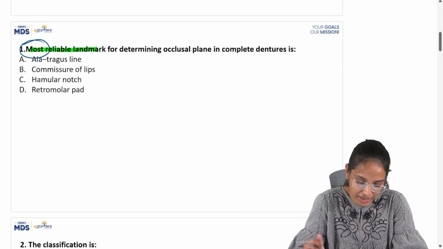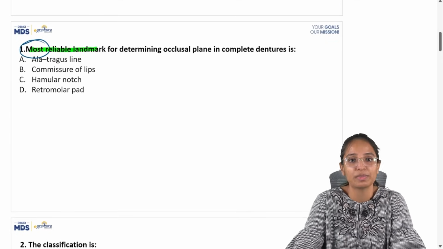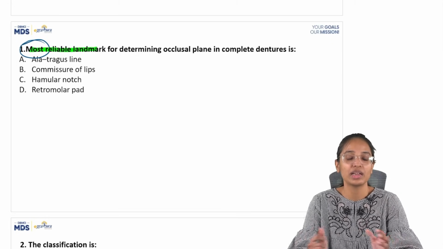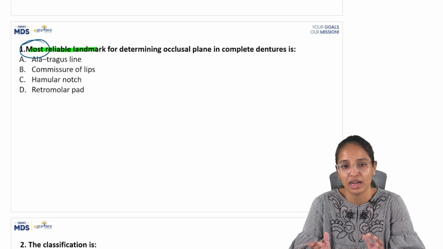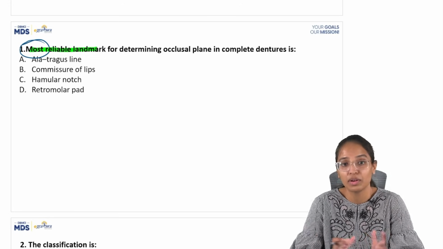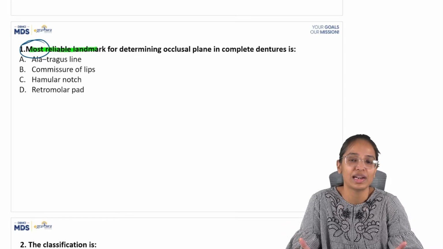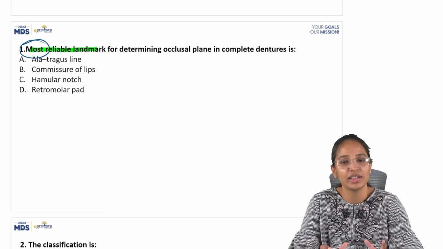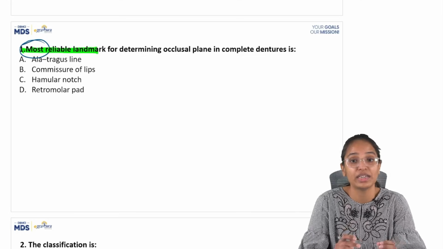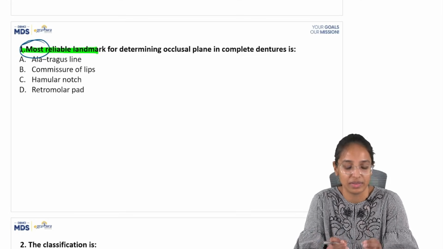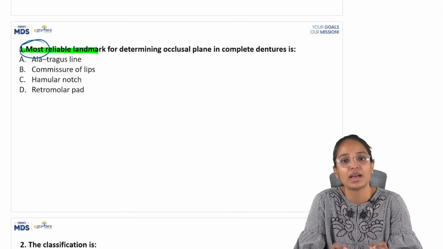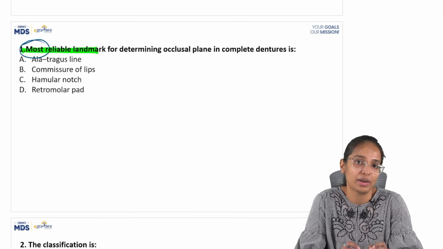Most reliable landmark for determining occlusal plane in complete dentures is what? So the question here is asking what is the most reliable landmark out of all four of them? One thing which you need to consider here is all four of them can possibly be different landmarks for identifying the occlusal plane. But when the question asks most reliable, you have to identify which is the most reliable one. The options given are allotragus line, commissure of lips, hamular notch, and retromolar pad area.